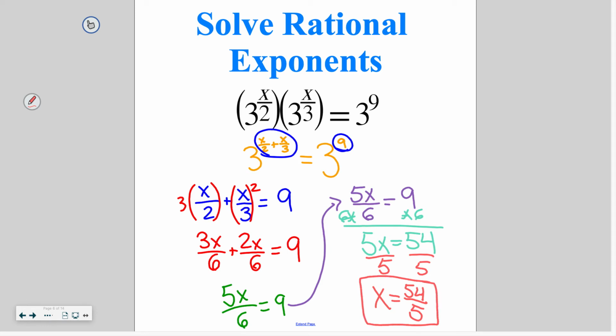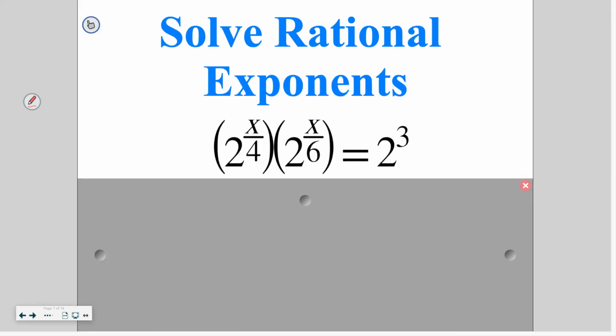You do not want to turn these into decimals because we are looking for these rational exponents. We're looking for them as fractions. So our x value here is going to be 54 over 5. Go ahead and try this one on your own.